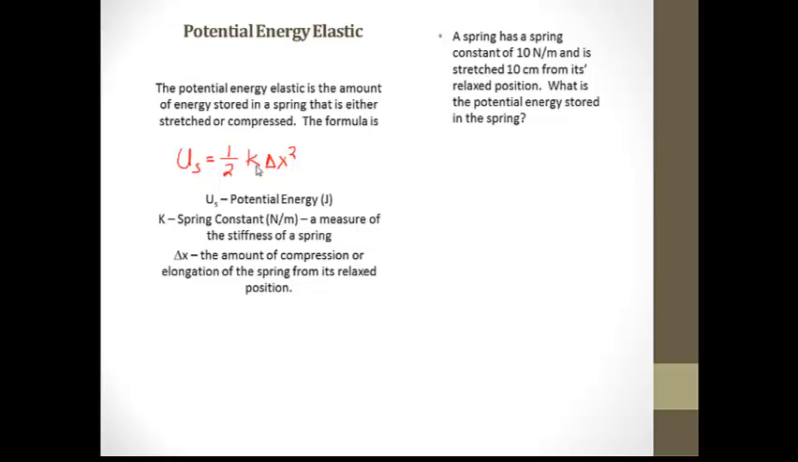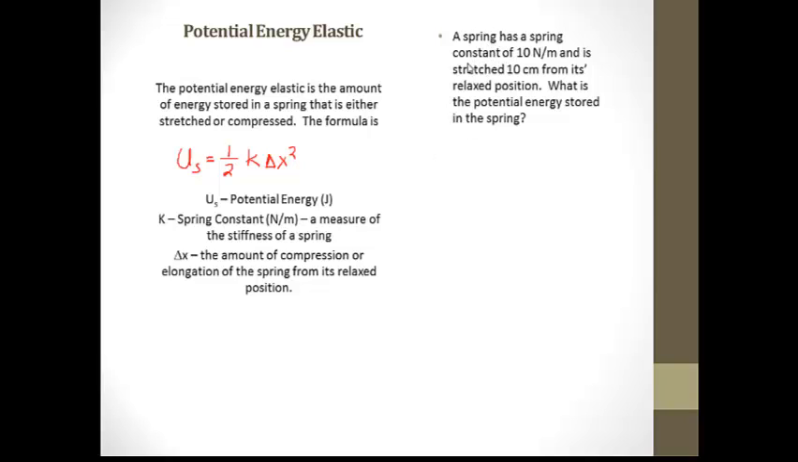So k would be the stiffness of the spring. That's what I said right here. Measure the stiffness of the spring. Units are newtons per meter. Delta x is the amount of compression or elongation of the spring from its relaxed position. So there's the formula. In terms of a problem, we have the situation here on the right.